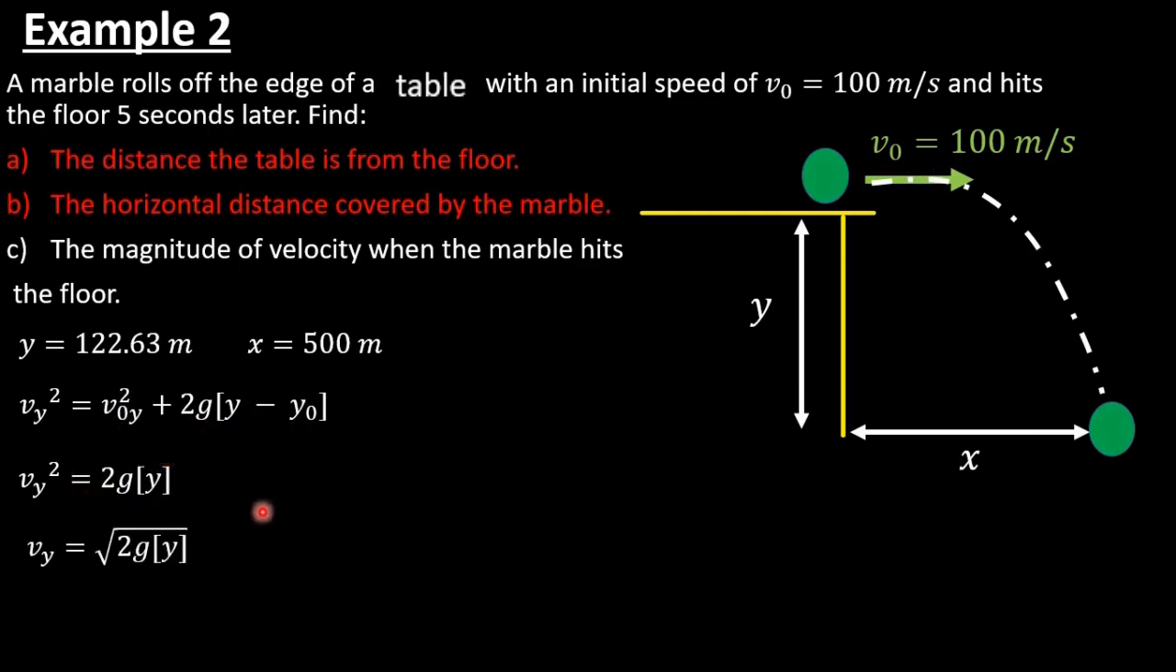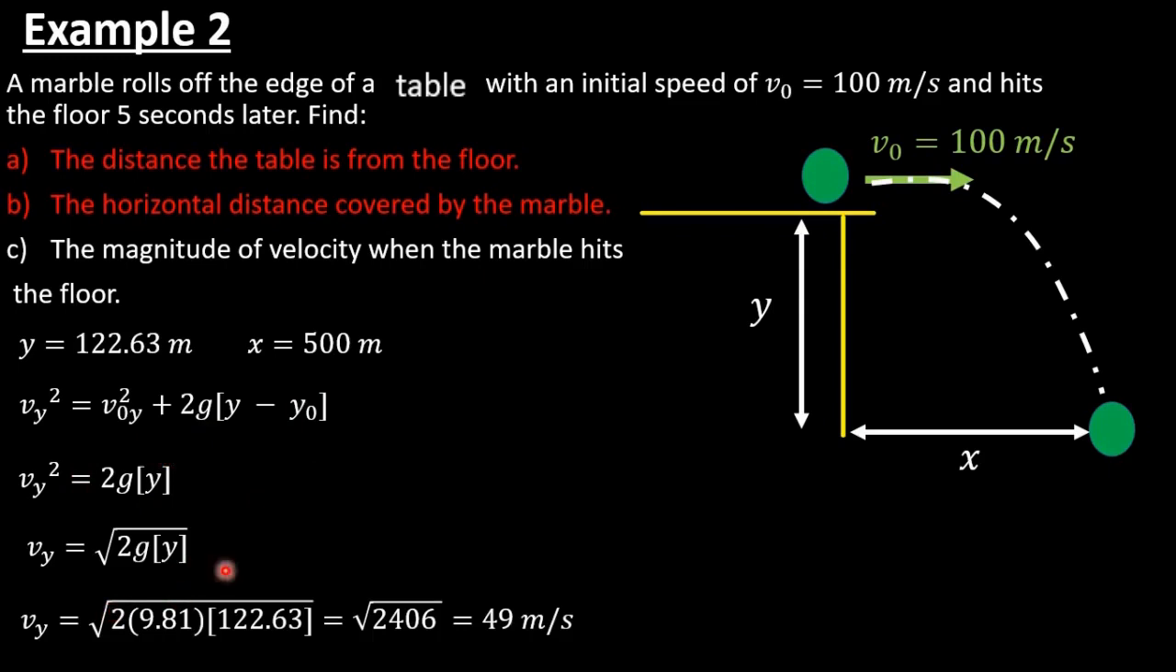Okay, so take the square root of both sides to get that. Substitute our numbers in. So we substitute g and y into there. So remember y was 122.63 meters, which I've just put into there. That simplifies down to square root of 2406, which gives us 49 meters per second. Okay, so that is the velocity in the y direction when the marble hits the floor.